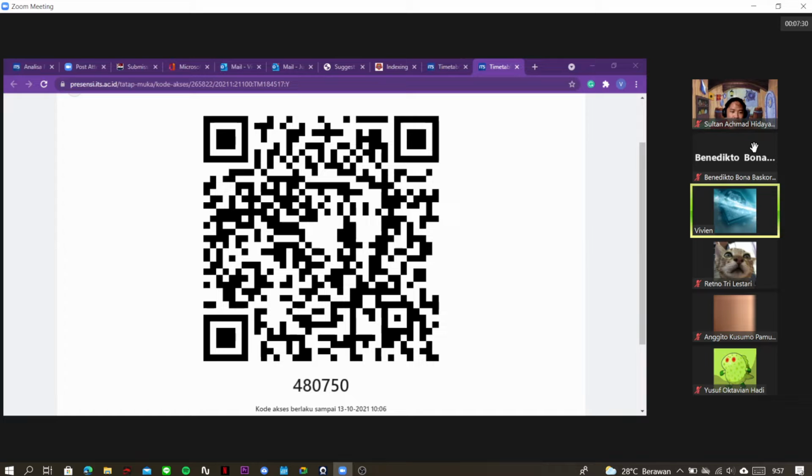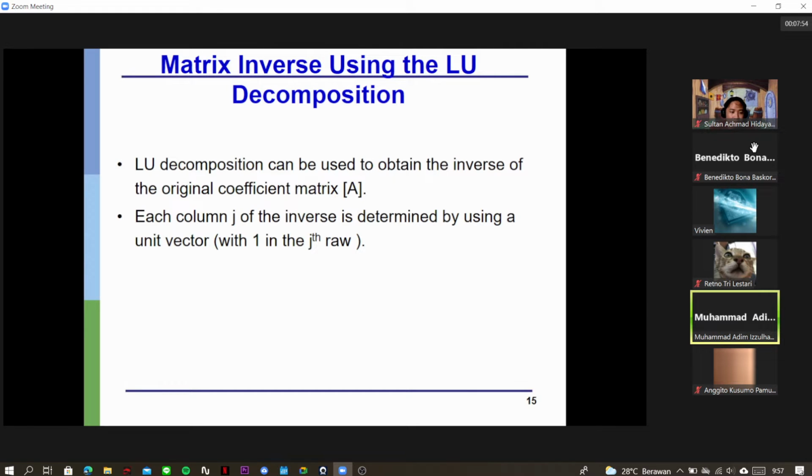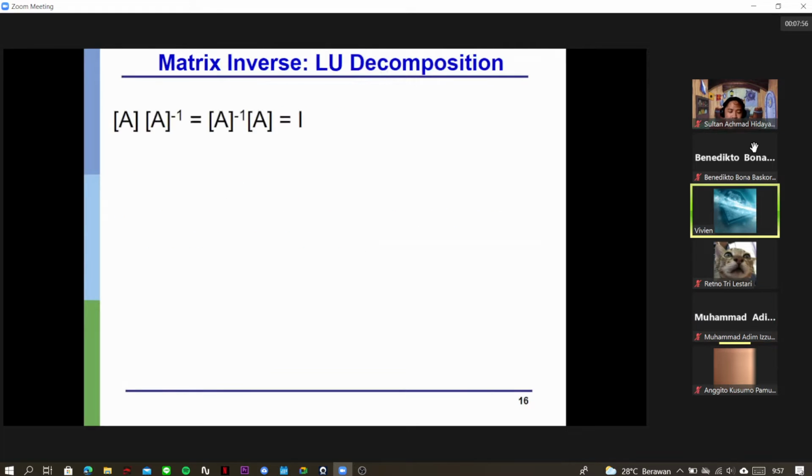Okay, so we will continue our discussion on the set of linear algebraic equations, in which last week we discussed LU decomposition. Did we finish the discussion about matrix inversion using LU decomposition? Yes, ma'am, we did. So we finished LU decomposition.